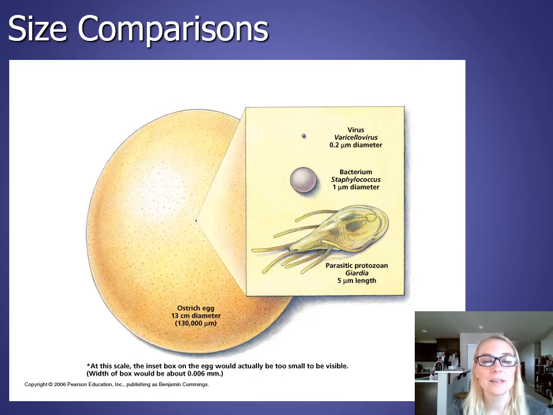So as far as size comparison goes, we have the largest eukaryotic cell, which is the ostrich egg. It's an egg, just like women have eggs coming out of their ovaries. But just to show you the size comparison between a large-ish protozoa, which is a eukaryotic cell, this is Giardia, a Staphylococcus bacterium, and a varicella virus.